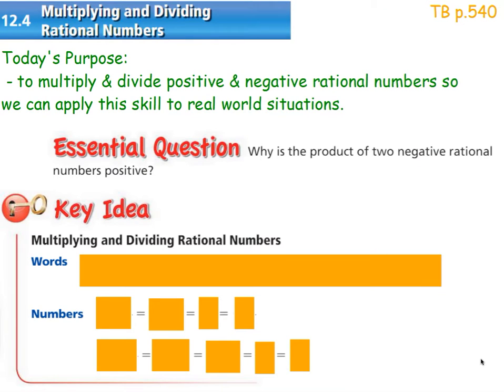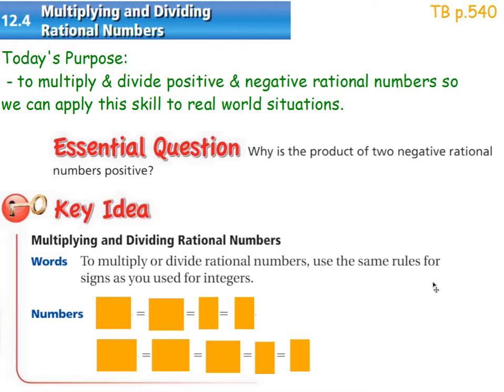Today we are going to complete lesson 12.4, multiplying and dividing rational numbers. This is on page 540 of your textbook. Today's purpose is to multiply and divide positive and negative rational numbers so that we can apply this skill to real-world situations. Okay, first off, our key idea is going to be on multiplying and dividing the rational numbers.